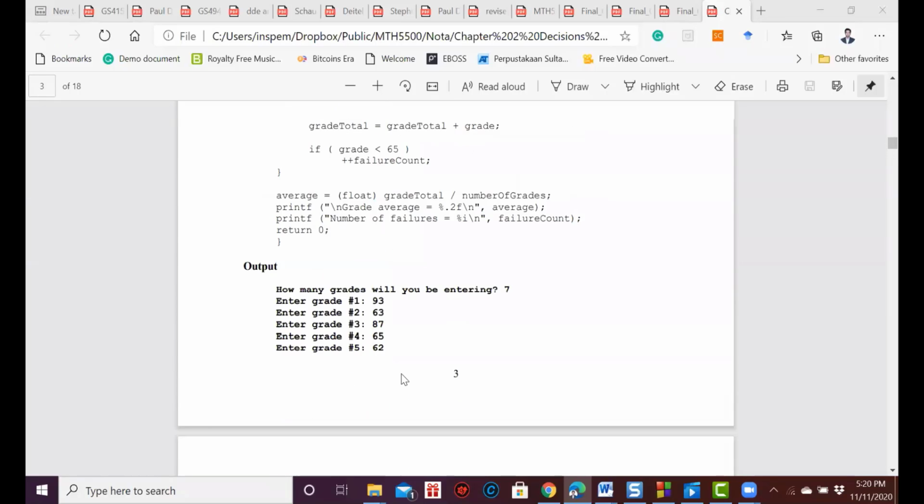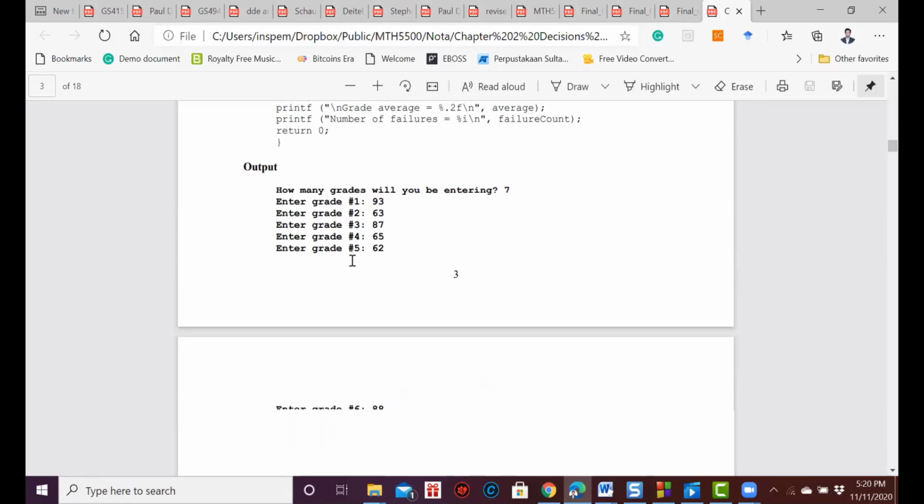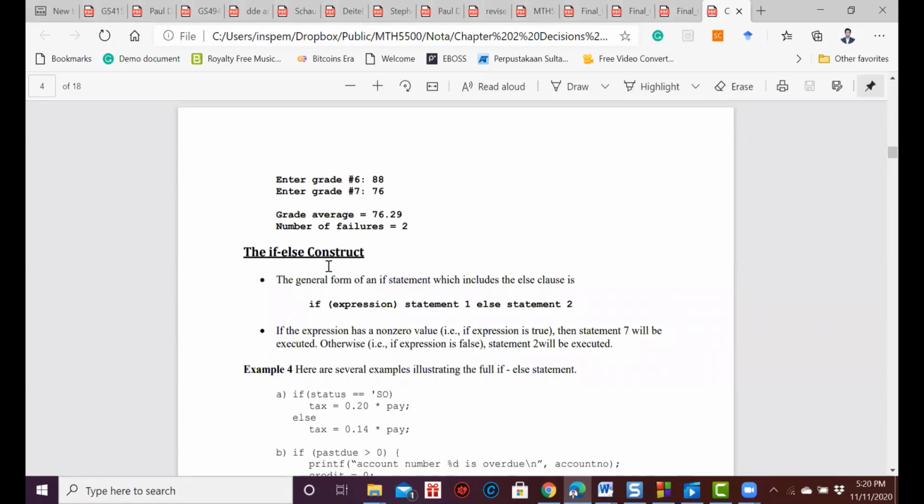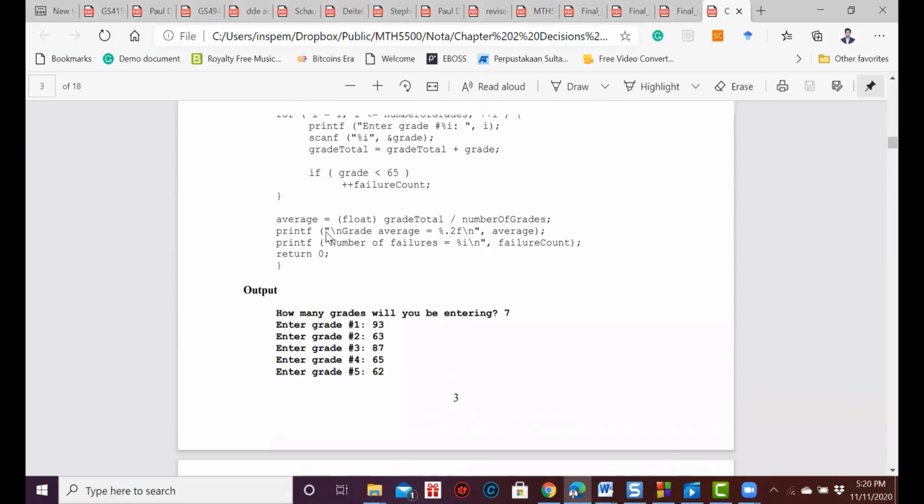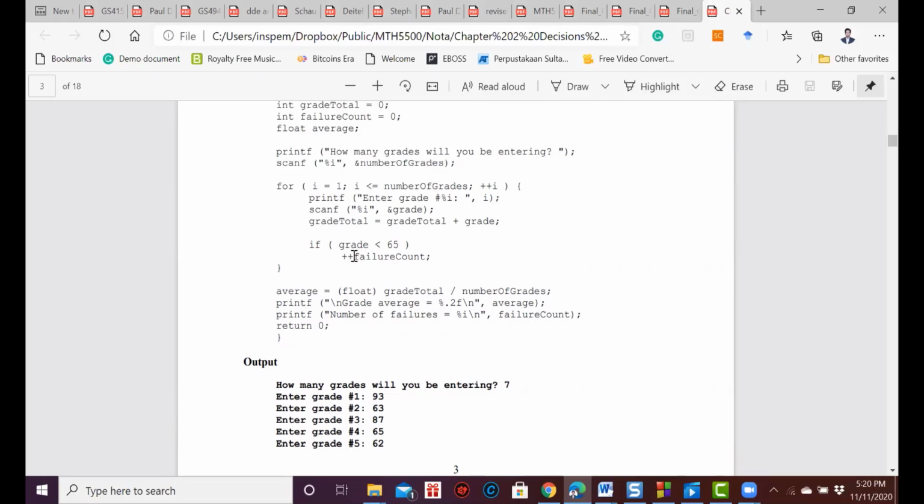Okay, now finish. This one is very straightforward. So our focus is here, this if. If grade is less than 35, this is the application in this coding. Now this one is the single selection. If this is not true, then we do not execute this plus failure count. Okay, that's all.